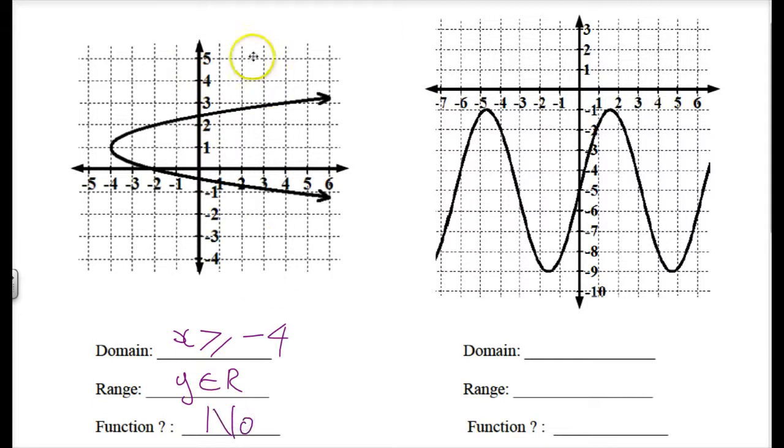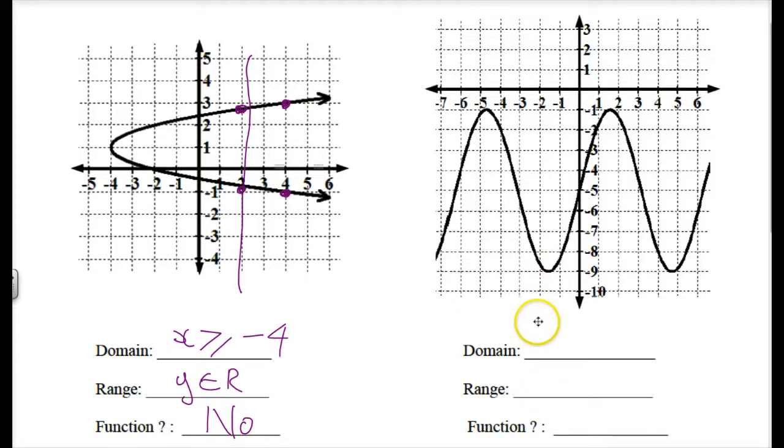No, since it fails the vertical line test. I draw a vertical line. The domain value 2 has two different, I should have used 4. 4 has two different values associated with it, right? 4 negative 1 and 4 3.